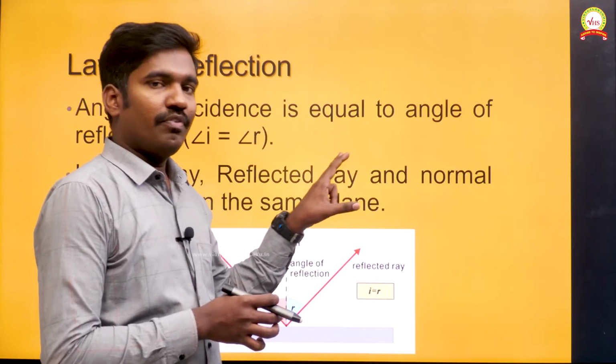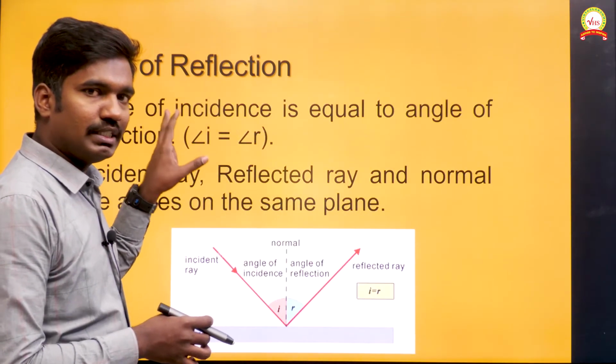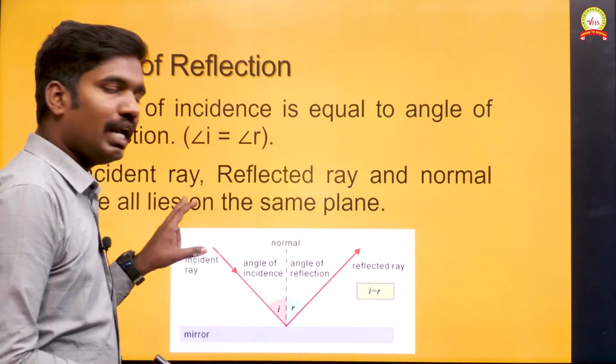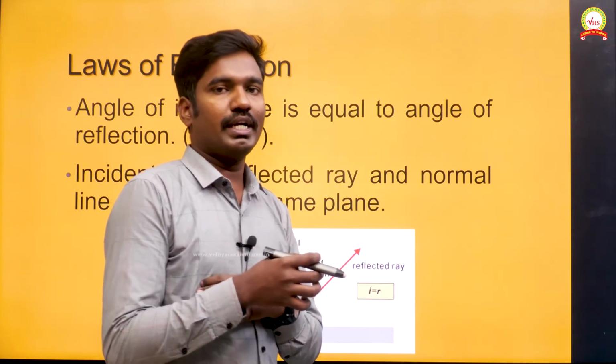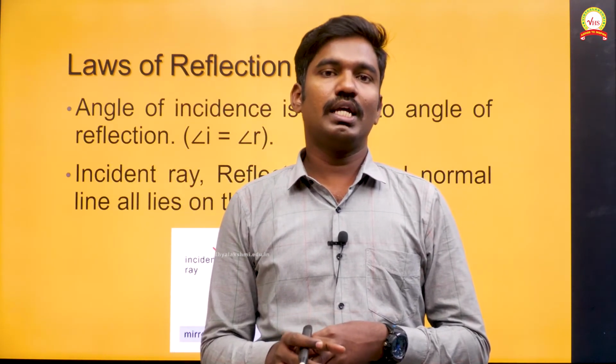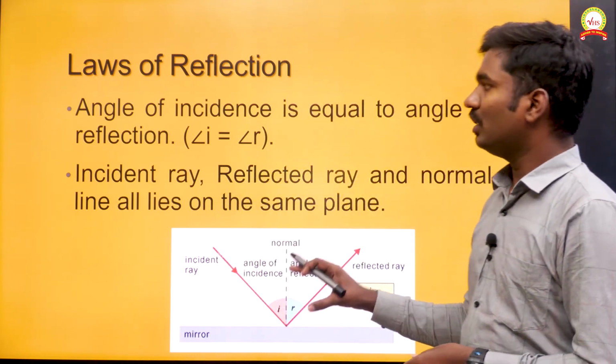So what are the two laws of reflection? One is that the angle of incidence and angle of reflection are always equal, and the second law is that the incident ray, reflected ray and normal line all lie on the same plane. So these are the two laws of reflection.